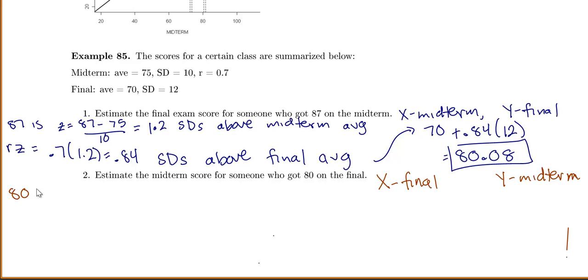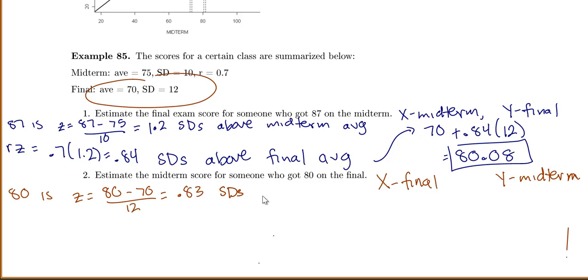And now we do the exact same steps. So 80 is, let's see how many standard deviations. 80 minus, now we're going to use the information for the final, so 80 minus 70 over a standard deviation of 12. This is 0.83, so we're 0.83 standard deviations above the final average.